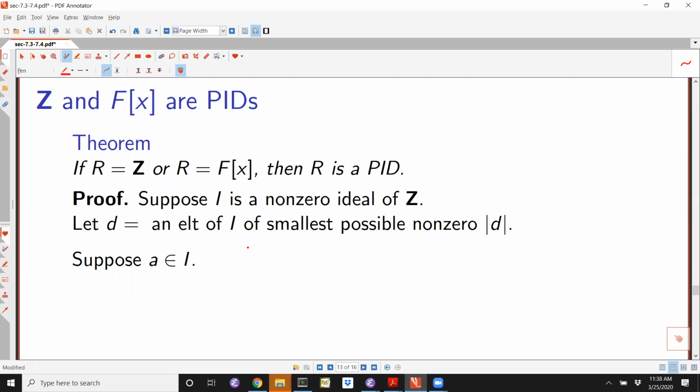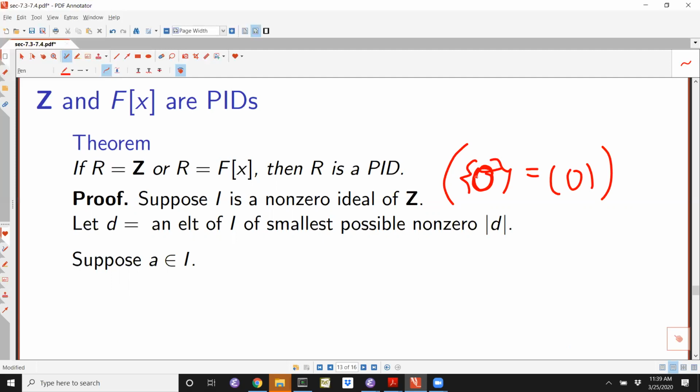So I want to explain why it is that both the ring of integers and the ring of polynomials with coefficients in a field are principal ideal domains. So that's the theorem. If R is equal to the integers, or if R is equal to the ring of polynomials with coefficients in some field F, then R is a PID. So suppose I is a non-zero ideal of Z. The zero ideal is generated by 0, so we don't have to worry. So that takes care of that case.